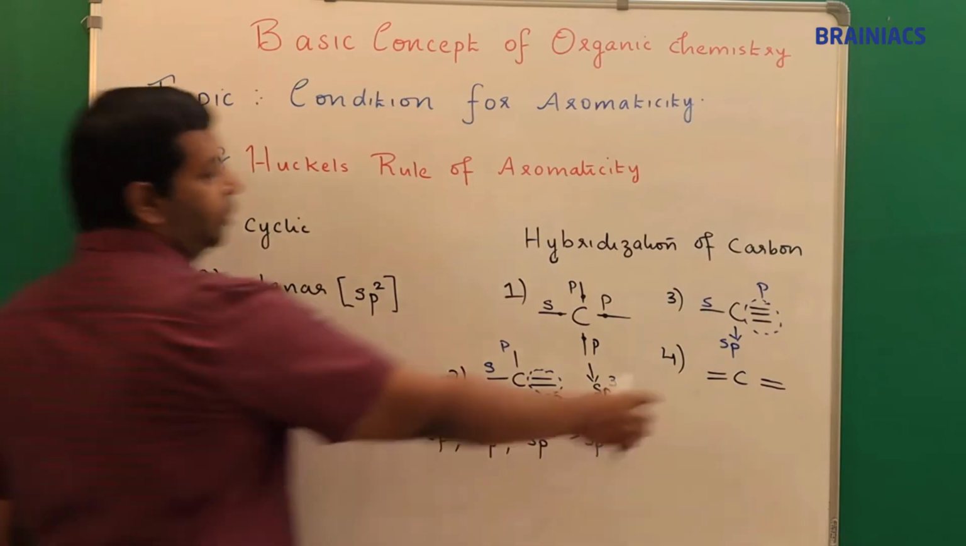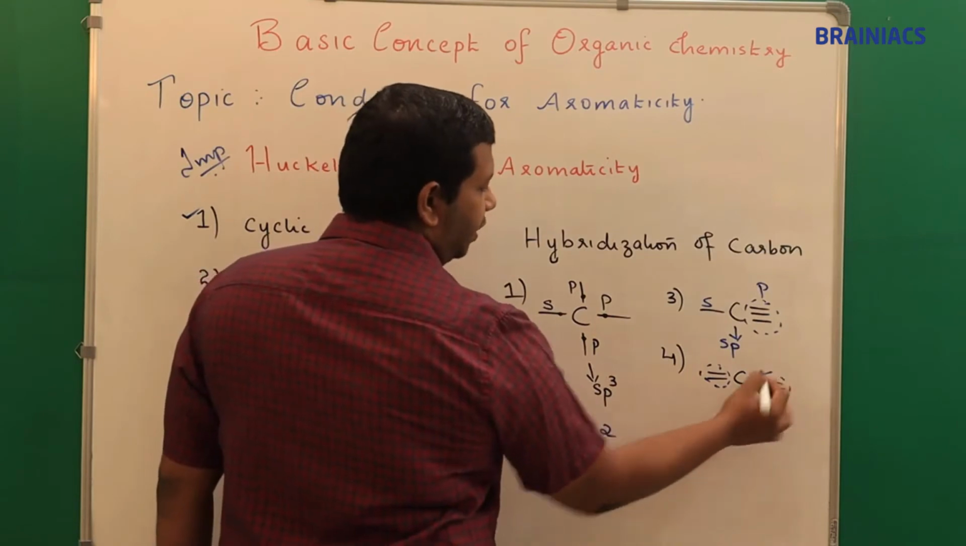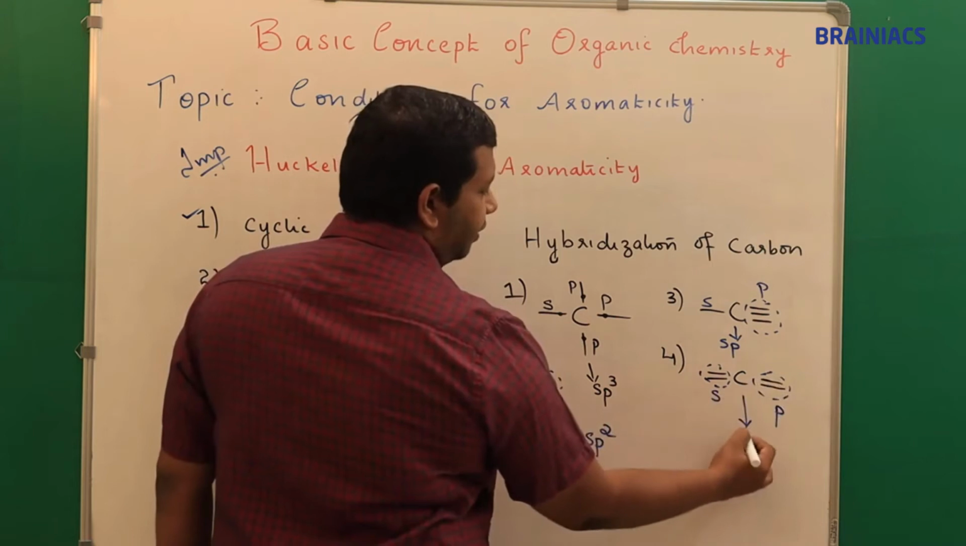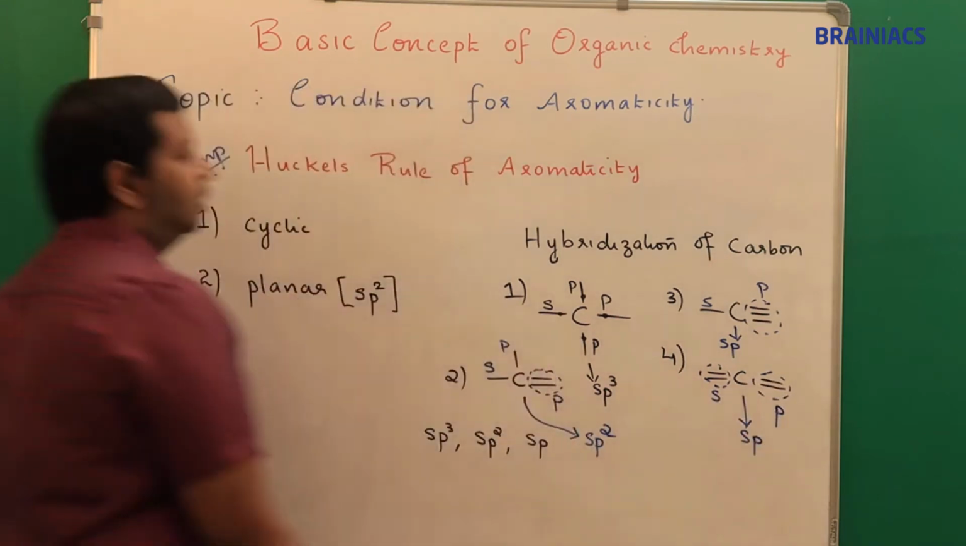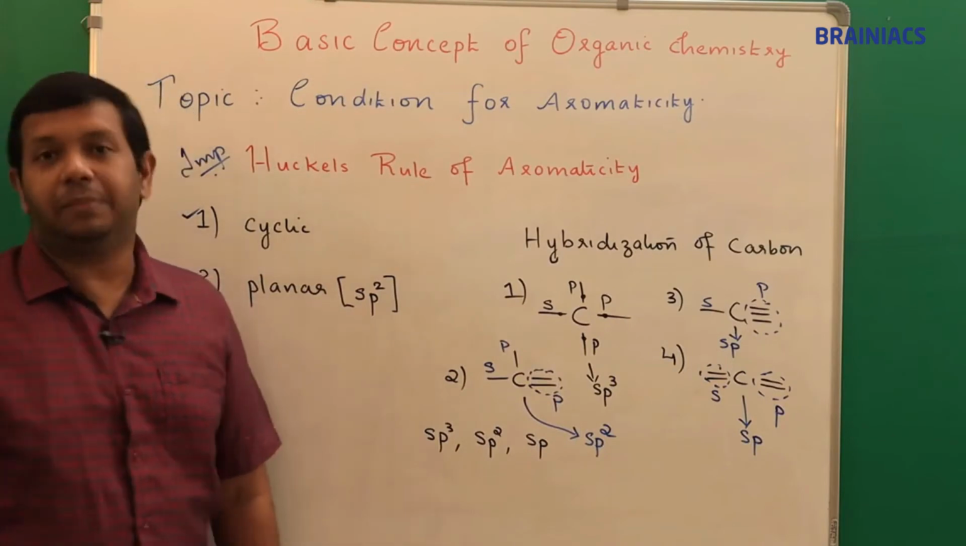Now coming to the next one, here there is a double bond, so I will take it together. Here also there is a double bond, I will take it together. So this is s and this is p. So here also the hybridization is sp. Understood? So this is the possible way we will find the hybridization.